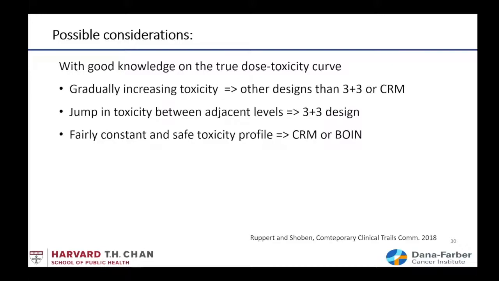And if you have a fairly constant and safe toxicity profile, maybe for some molecular target agent, where you've determined it's already pretty safe, then CRM and BOIN might be the way to go. Of course, in these settings, maybe toxicity is not your major concern. You may really want another endpoint, maybe the PK levels, which will be something not covered by this training.